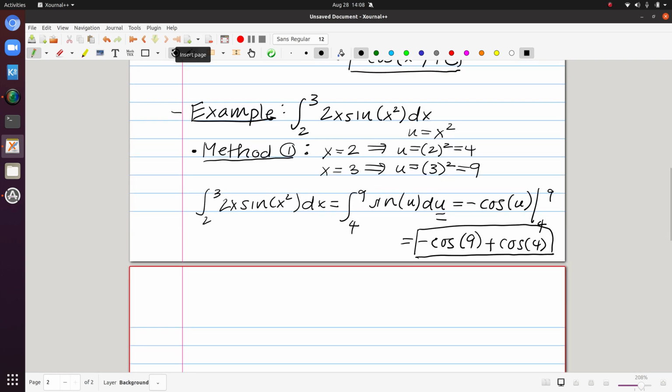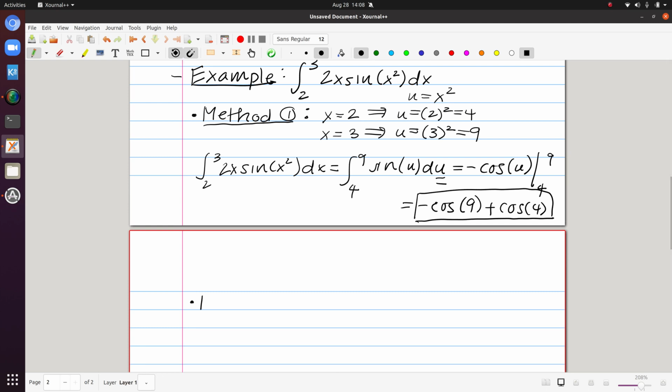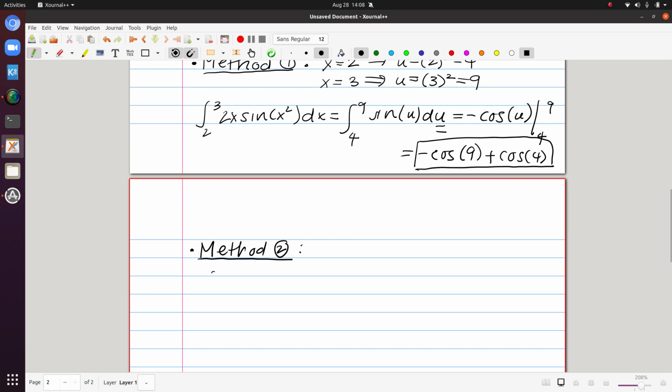Same example, just what I'll refer to as method 2. So in method 1, we rewrote the bounds so that they bounded u. In method 2, what I'm going to do is keep the bounds on x and then revert my final answer back to a function of x in the end. So we're going to get the original integral, rewriting that once again as the integral of sine of u du. Now, if I just wrote from 2 to 3, that would imply that those are the bounds on u. So I'm going to write from x equals 2 to x equals 3.